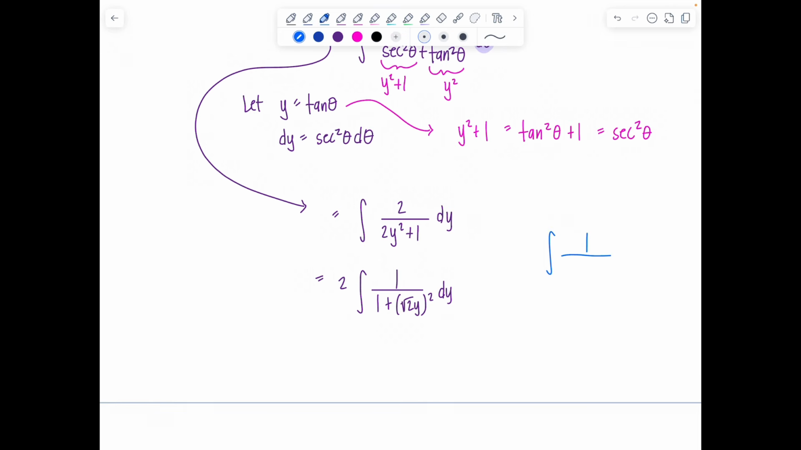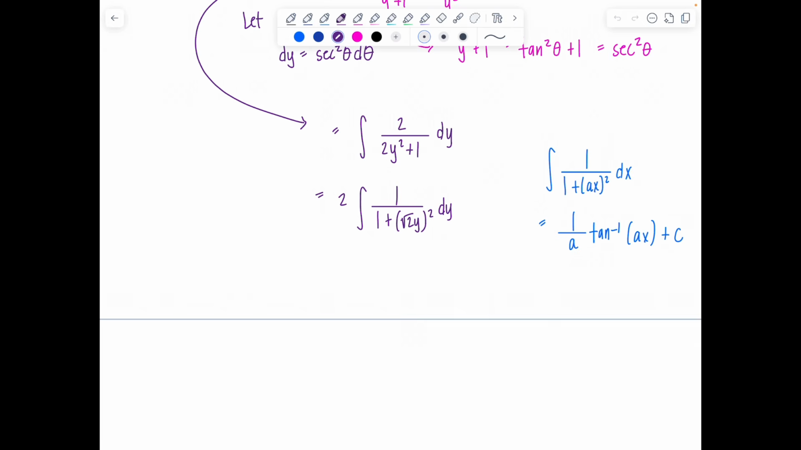I just think if you understand how u sub works and you just have a constant, it's not that serious. So I encourage my students to skip doing a full-blown u sub in this situation. But basically you're going to have 1 over a, and then tan inverse ax. Okay, so from here, just bring this 2 down, coming along for the ride. Then we're going to have 1 over rad 2 tan inverse of rad 2y plus c.